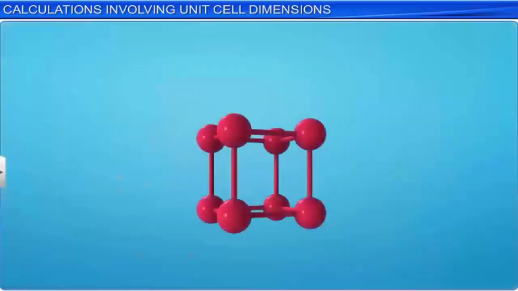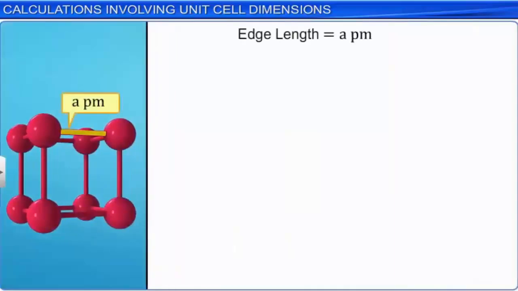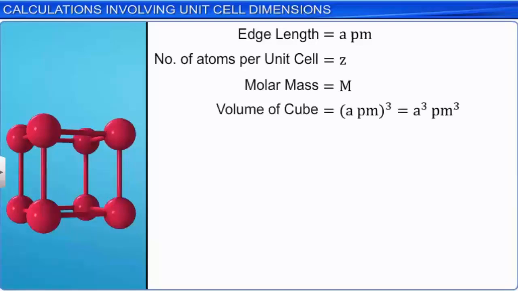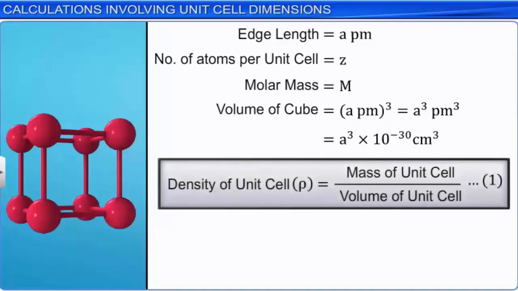Consider a cubic system with edge length A picometers, number of atoms per unit cell Z, and molar mass m. The volume of a cube is equal to A cube picometer cube, which is equal to A cube into 10 to the power minus 30 centimeter cube. You already know that density of a unit cell, rho, is equal to mass of the unit cell divided by volume of the unit cell. Let this be equation 1.